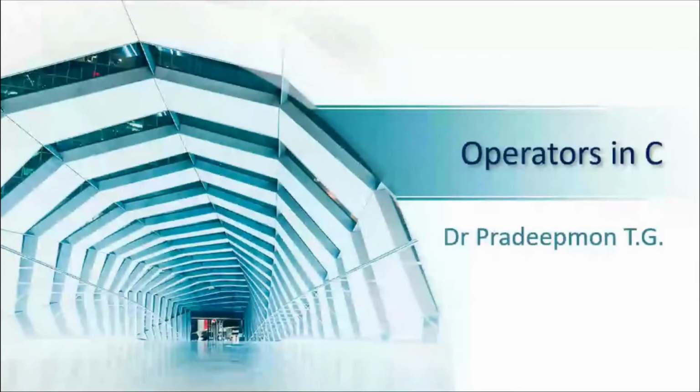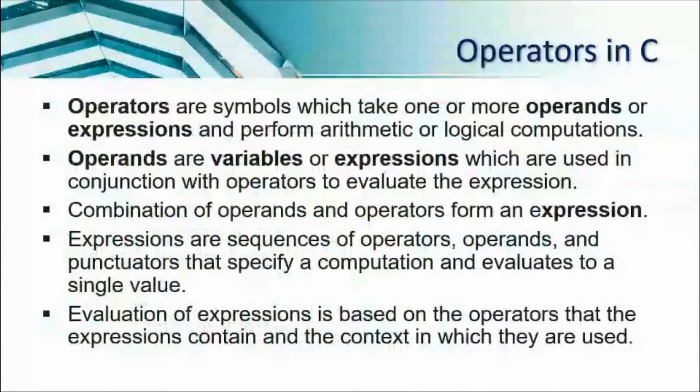So in this class, what we will be discussing is the operators in C. There are actually different classifications of operators in C. The operators are the symbols which take one or more operands. Operands are the variables or the values on which the operators work.